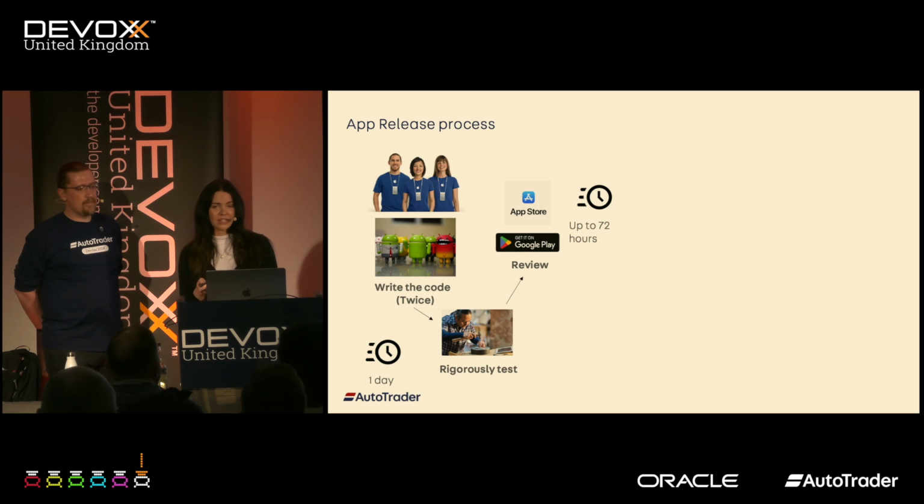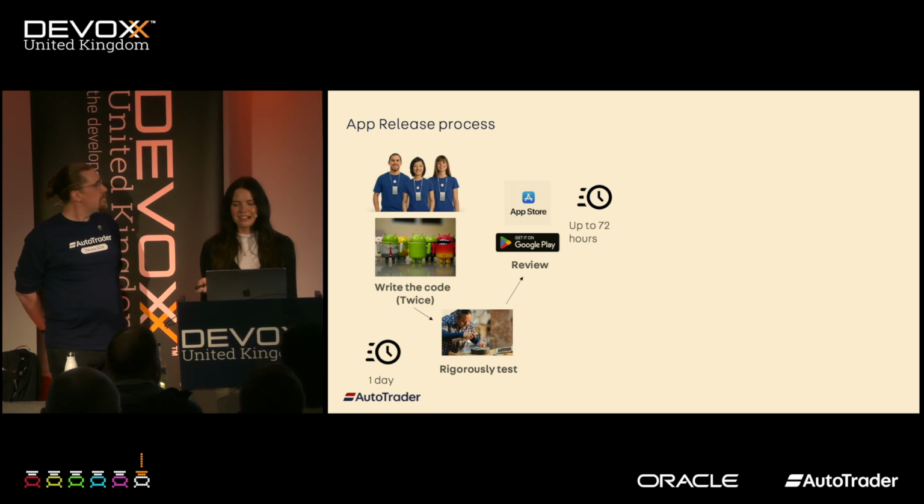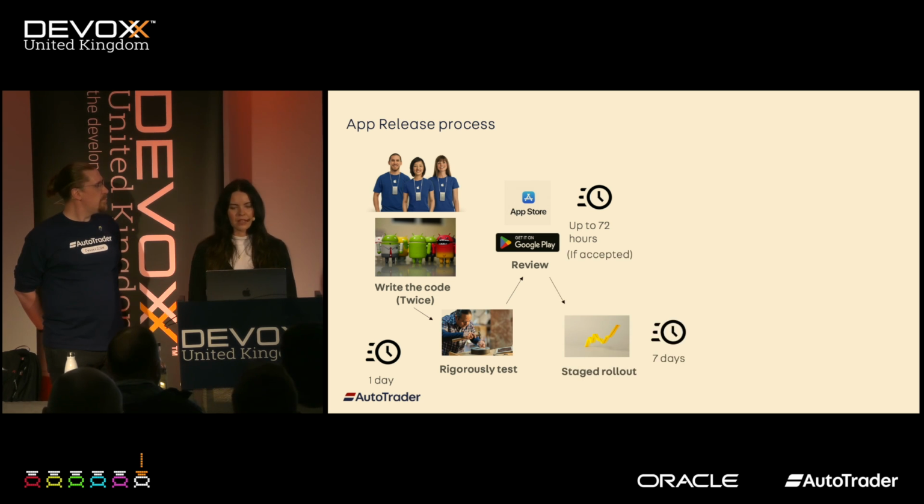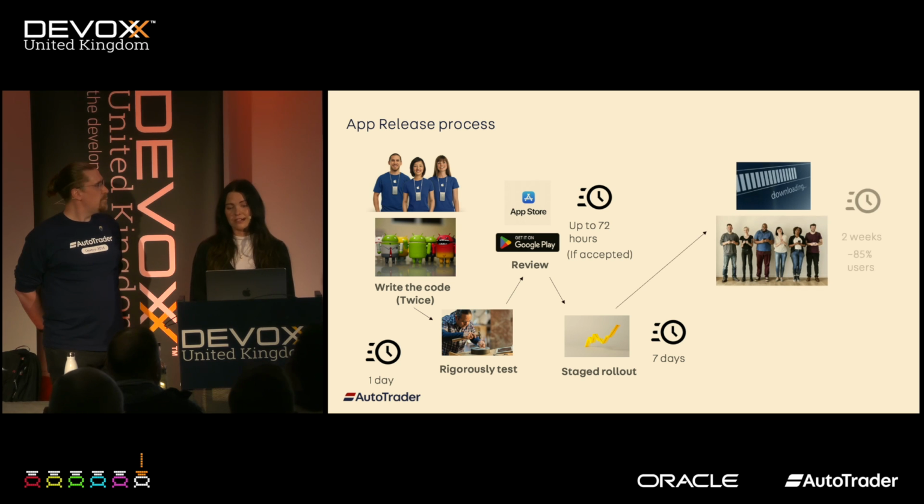If the app isn't rejected for a daft reason, like it has before, when they couldn't see a button, for example, then we can stage a rollout over about 7 days. And after that, it can take our users up to 2 weeks just for the new client to be downloaded, and that's only for about 85% of them. Not everyone updates their apps.